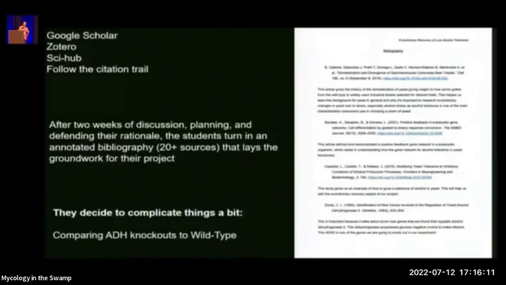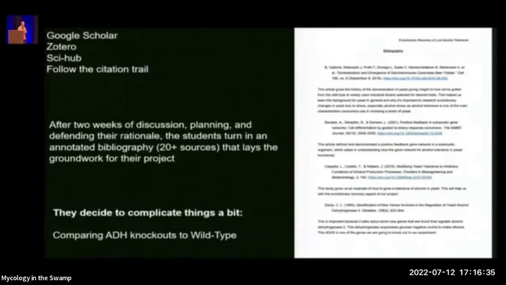But how to follow the citation trail. So yeah, we find a paper, where did this come from? What context was that in? This is all kind of new to them. These are undergrads, sophomore, junior level, a lot of them. And so this is the first time that they're really following the citation trail. And so they get roughly 2 weeks to dig into the literature and come up with an annotated bibliography.